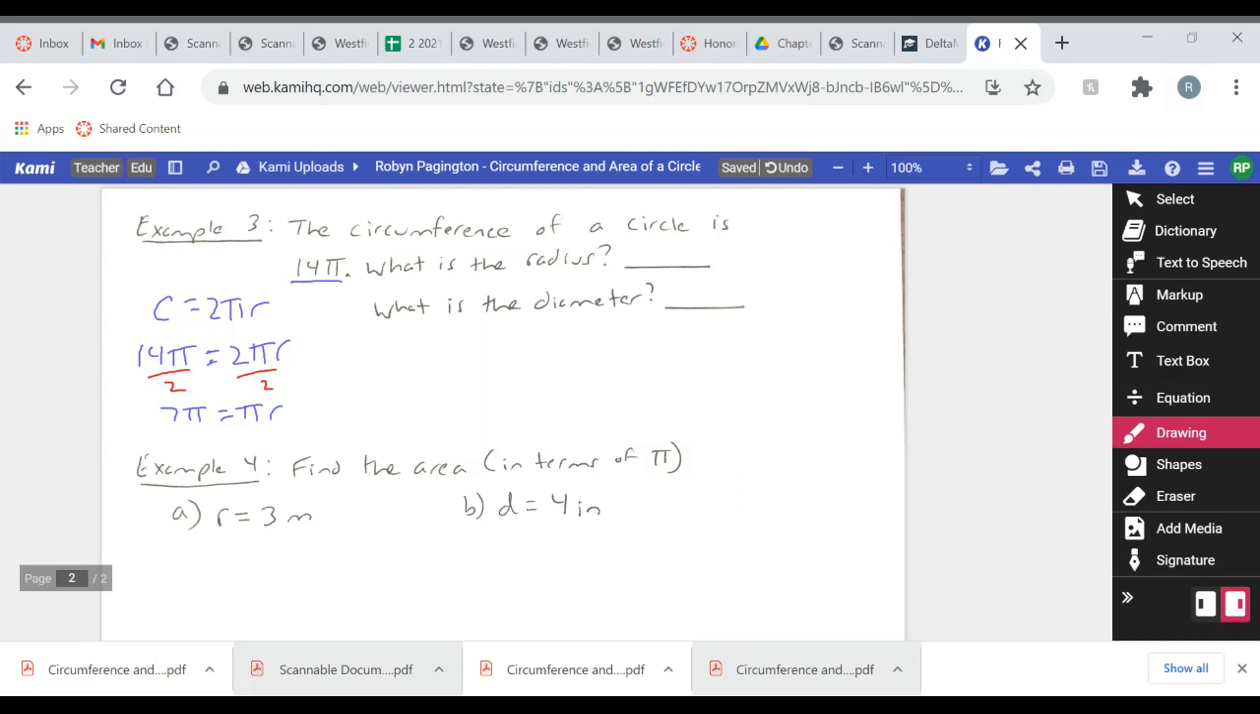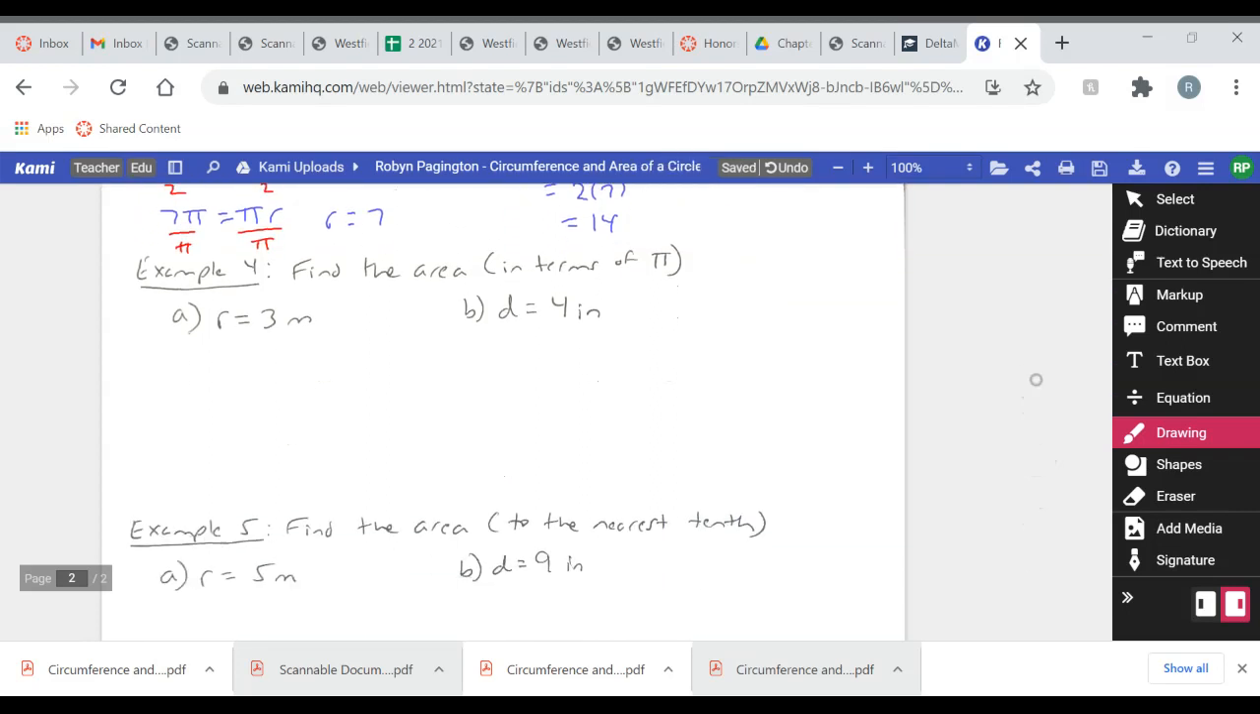Okay, from there, I can go ahead and divide by pi on both sides. And when we do that, the pi's cancel out and we're left with r is equal to 7. And that one did not have units included with it. So we can come up here and say the radius is 7, and then we know that the diameter is 2 times whatever the radius is. So we know that gives us 14.